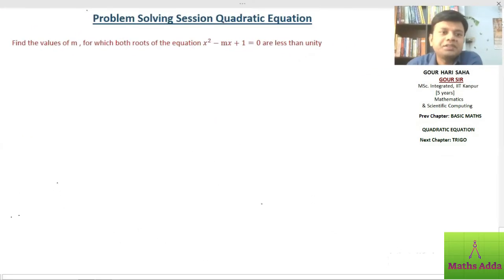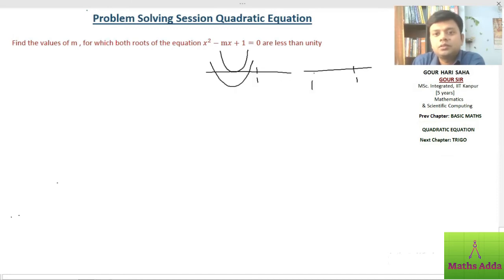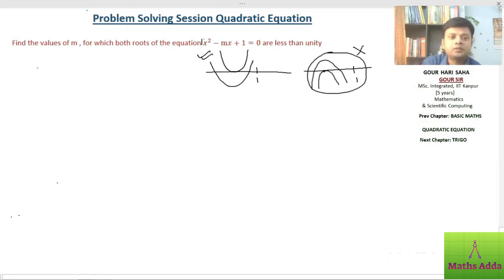Moving to next question. The question is: find the values of m for which both the roots are less than unity. Again, it is what? Location of roots. Both the roots are on the left hand side of 1. So, it can be like this one, right. There can be another situation like this one, but for this particular situation, where a is positive 1, this situation does not come here, right. So, this is the graph. Now, what are the conditions? First, we focus on D. D is greater than or equal to 0. What is the second condition? That is the vertex, that is minus b by 2a.